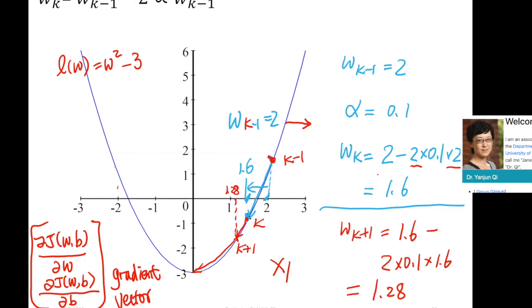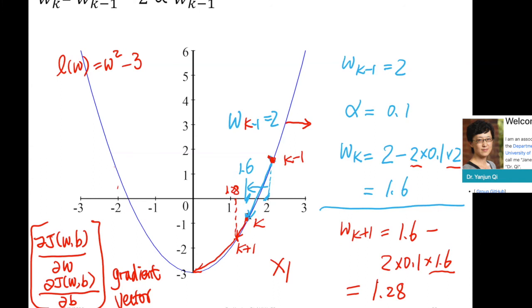Then from W_k, we go further, taking the gradient, the derivative at that point. The derivative is 2 times 1.6. So you always need to update by the current point's gradient. It's 2 times 1.6 times 0.1, in the opposite direction. Again going to the left, it jumps from 1.6 to 1.28.